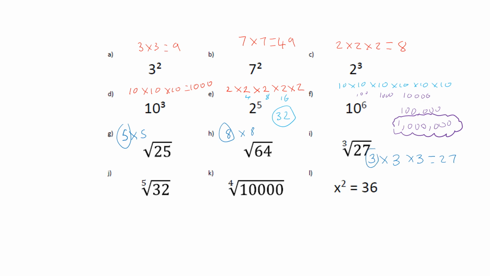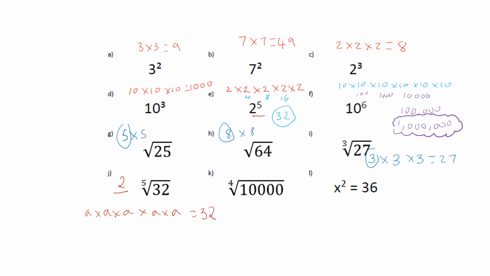This one seems a little bit harder, but it's just something times something equals 32, and we've actually already put this answer up here, which is 2. So 2 to the power 5 is 32, or 2 times 2 times 2 times 2 times 2 is 32.